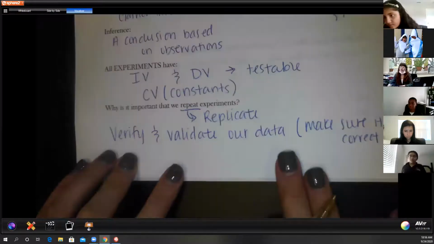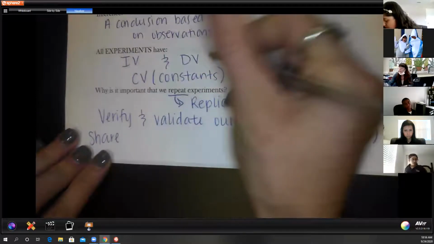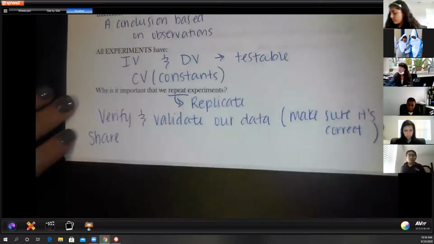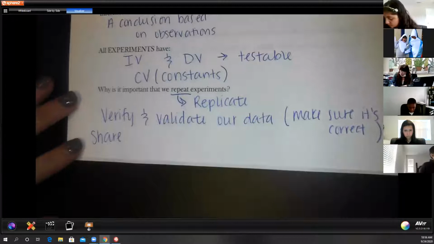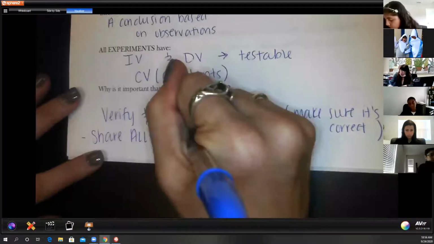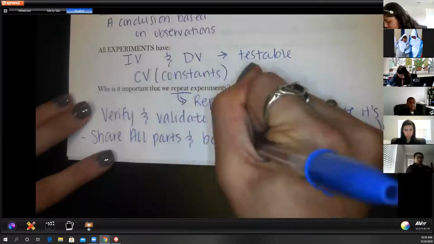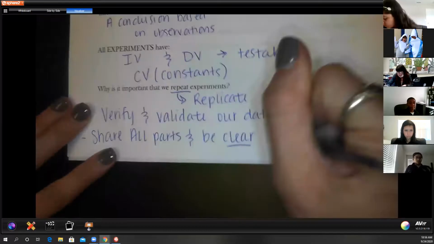And I also want to make sure I share all parts. Do you remember the question about the professor and his technician and his assistant? We want to share all parts, and we want to be clear about our directions.